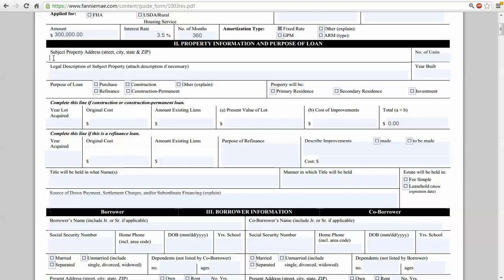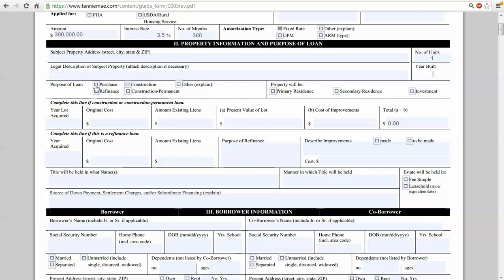This is where you're going to put the address for the property that you're attempting to secure a loan against. If it's your current home and you already have a mortgage on it and you're looking to refinance, you'll just put your current address. If it's a property that you are purchasing, then you'll put the address of that property. As far as the number of units, if it's a single-family residence, it's 1 unit. Residential mortgage loans go all the way up to 4 units, so duplexes, triplexes, and quad or 4-unit properties. The legal description you can leave blank. We'll pull that information from the title report, as well as the year built.